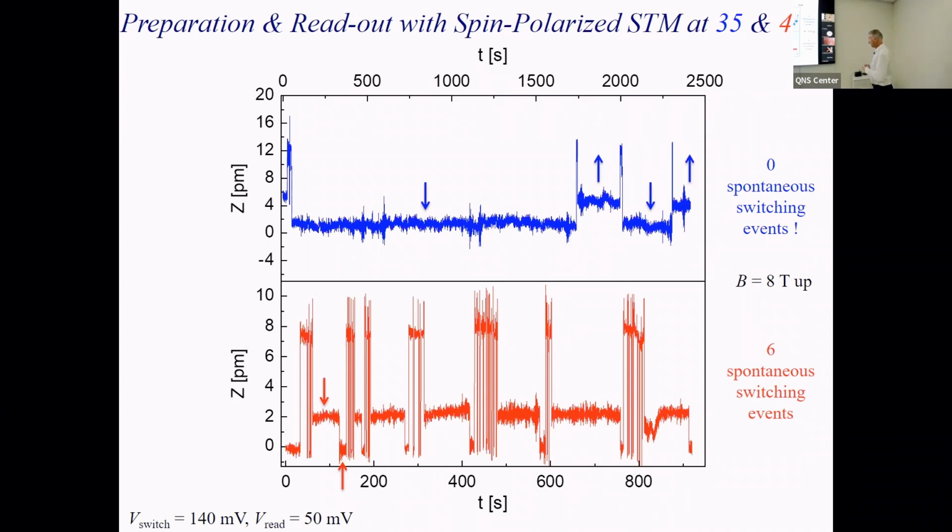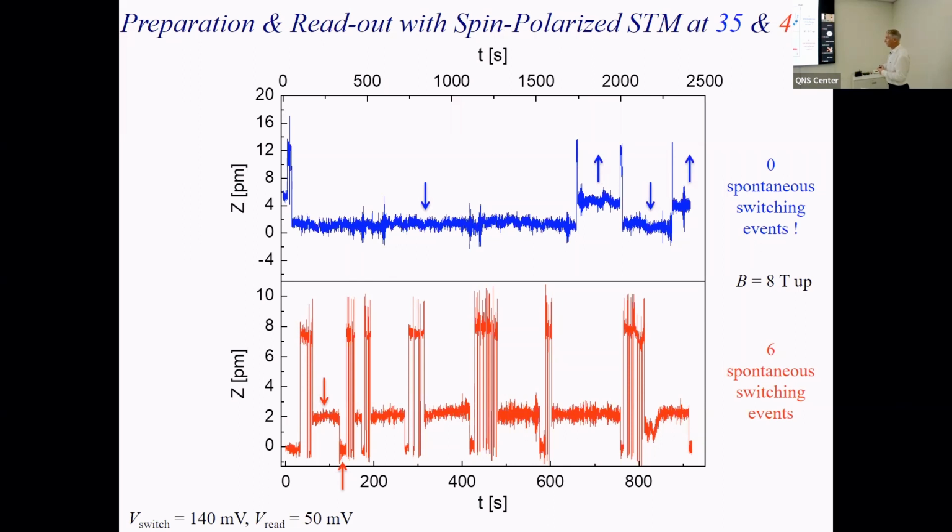We have applied for this measurement the magnetic field pointing up. So the magnetic field is really pretty strong. It's 8 Tesla. And you have here a holmium atom which points down. So the holmium atom is not very happy because it points against the magnetic field. It wants to be along the magnetic field. And we wait here for about 1,000 seconds and we still see no single switching of this holmium atom.